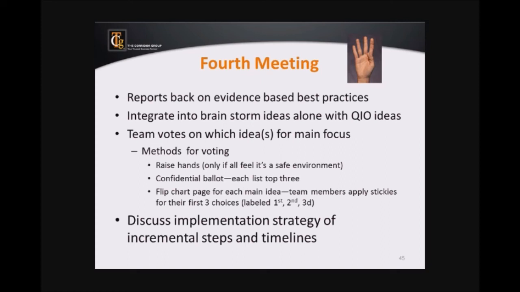If the team is reluctant to vote in front of other team members, each person can have a sheet of paper labeled 1, 2, and 3 and can write in their top 3 idea choices anonymously. Then the ballots can be turned into the team leader, who will analyze and combine the results. Some teams work fine with a show of hands.